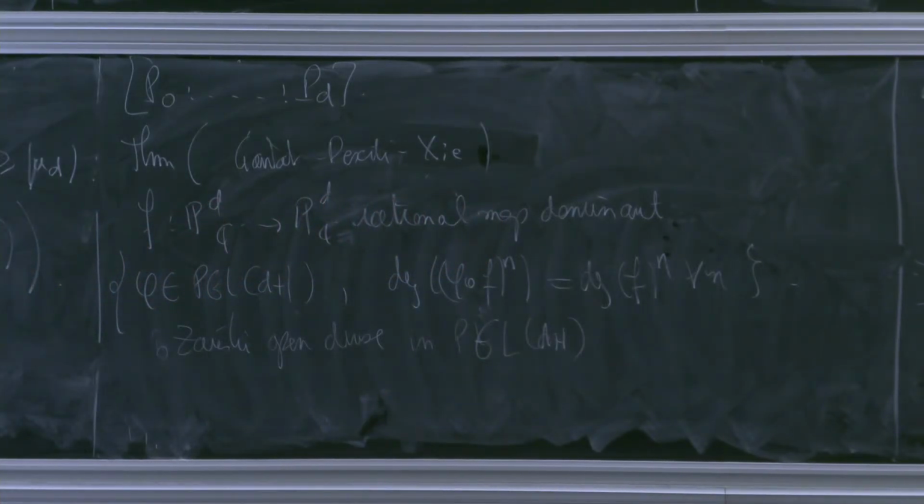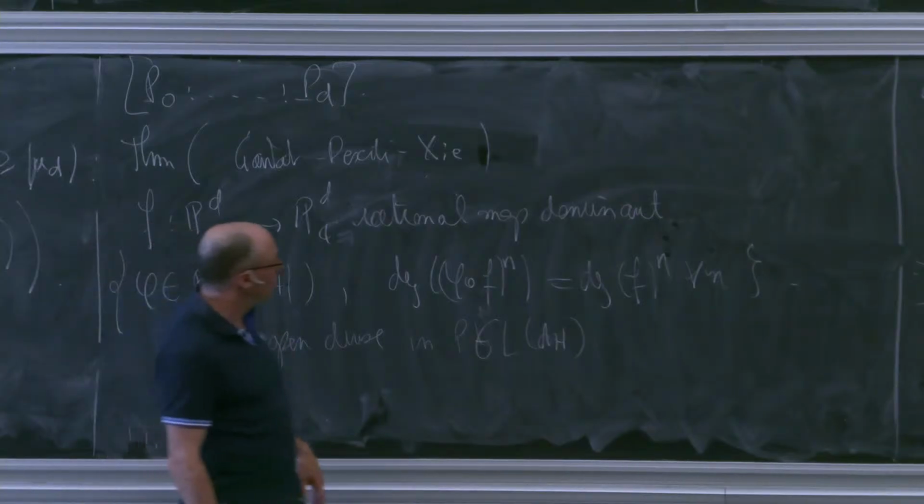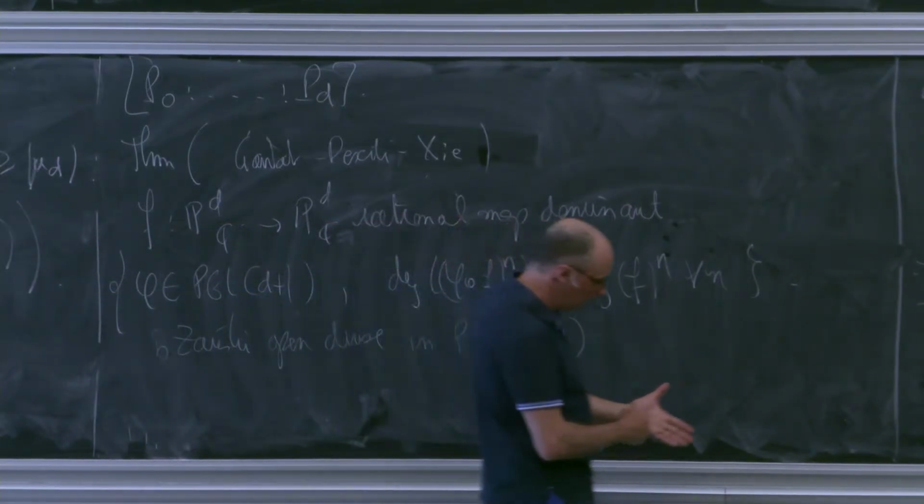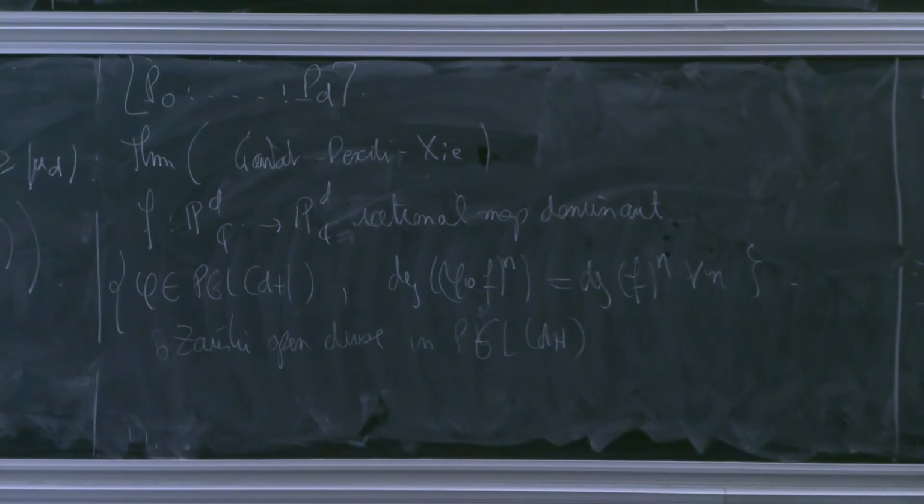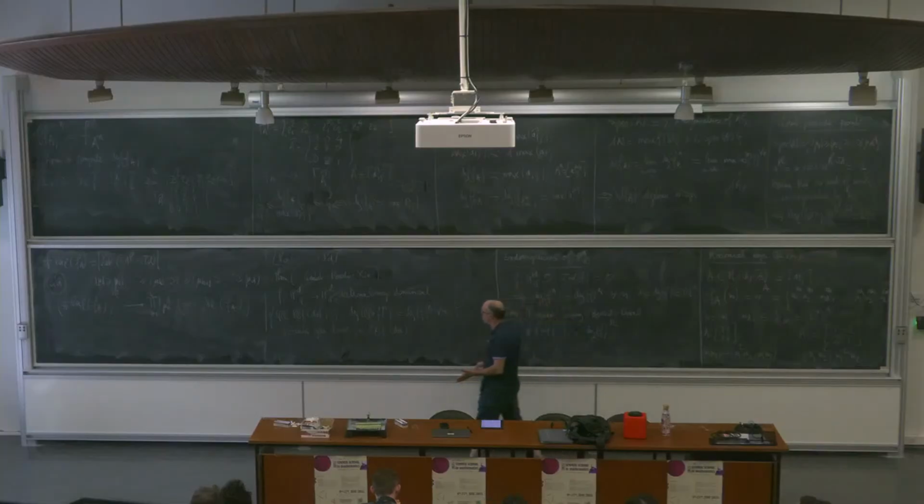So what it says is that it's a stronger version of what I explained before. Now you take any rational dominant map. If you perturb it a little bit, so you post-compose by a generic element like this, then in fact, again, the question is completely trivial.